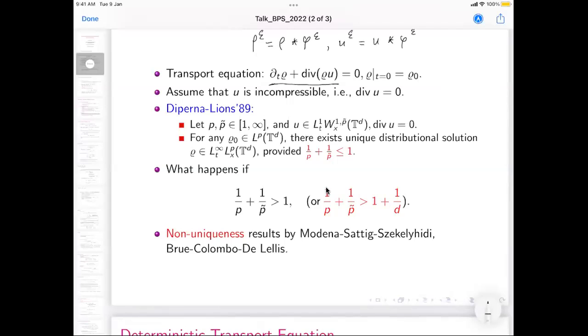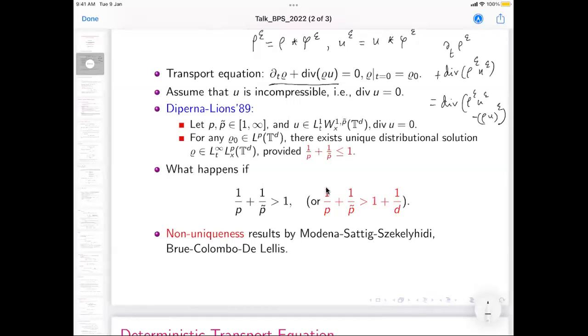Then the idea is to write down the equation for rho epsilon. And that we can do: del t of rho epsilon, remember this is a linear term, so it goes on rho epsilon, plus divergence of rho epsilon u epsilon. But since there is a non-linearity, I cannot simply push rho epsilon u epsilon inside the divergence, so I have to subtract it. What you subtract is rho epsilon u epsilon minus the regularization of rho u, which gives the rho u epsilon terms. That's what you get.